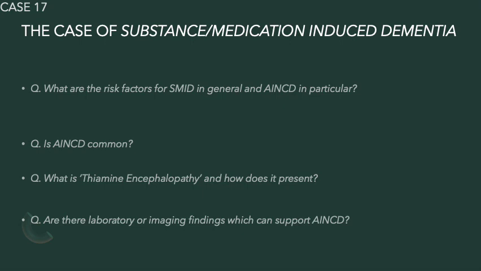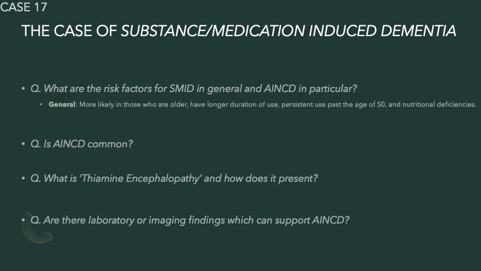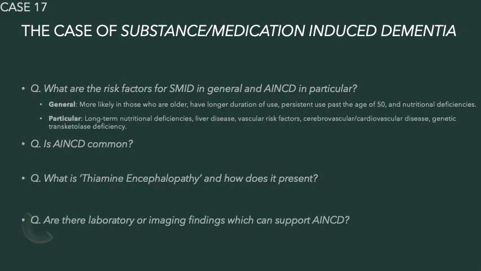What are the risk factors for SMID in general and alcohol-induced neurocognitive disorder in particular? In general, it's more likely in those who are older, have longer duration of use, persistent use past the age of 50, as well as nutritional deficiencies. For alcohol-induced neurocognitive disorder in particular, long-term nutritional deficiencies, liver disease, vascular risk factors, cerebrovascular and cardiovascular disease, and genetic transketolase deficiency are associated.